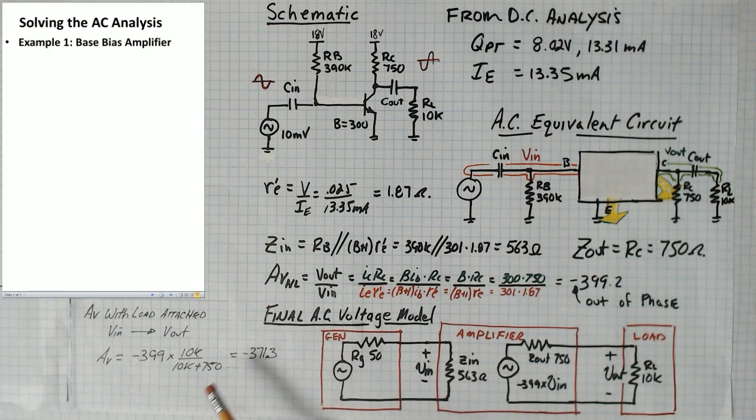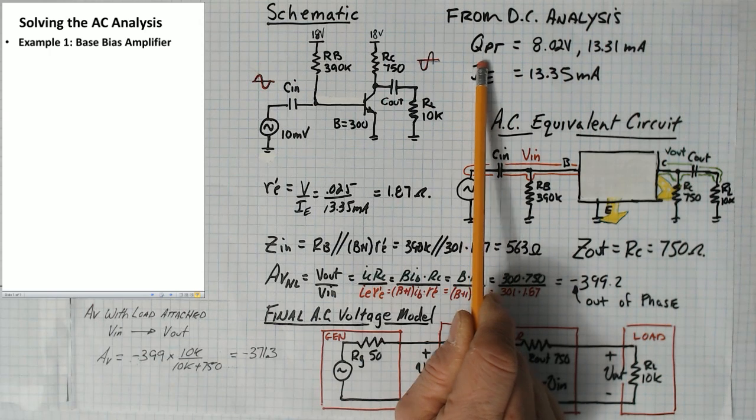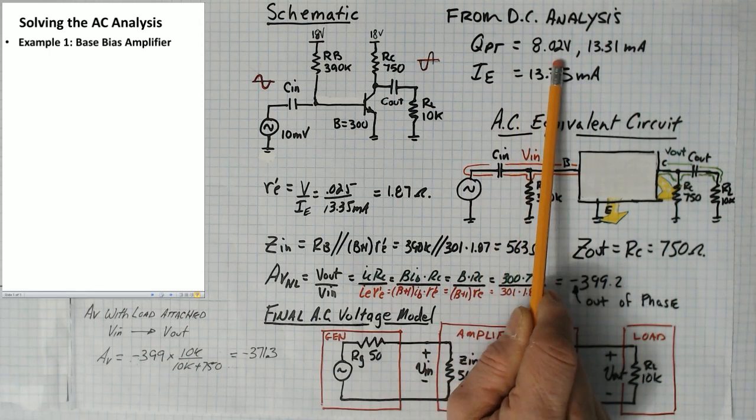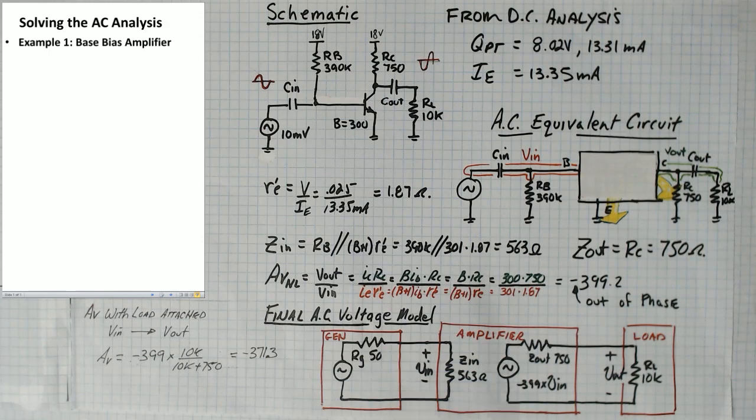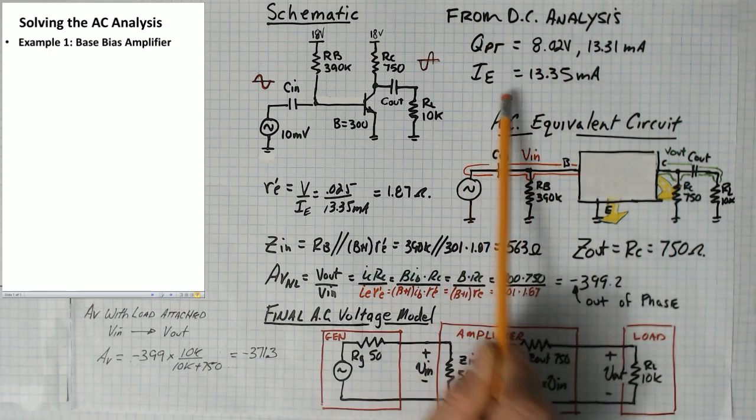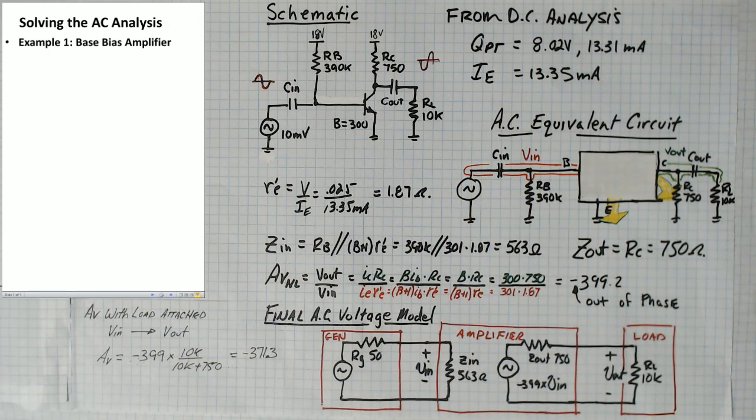If you remember from the DC analysis, we came up with a Q point that was about 8 volts and 13.31 milliamps of collector current. And the emitter current, this number here, is going to be used in the AC calculations. The DC emitter current was 13.35 milliamps.